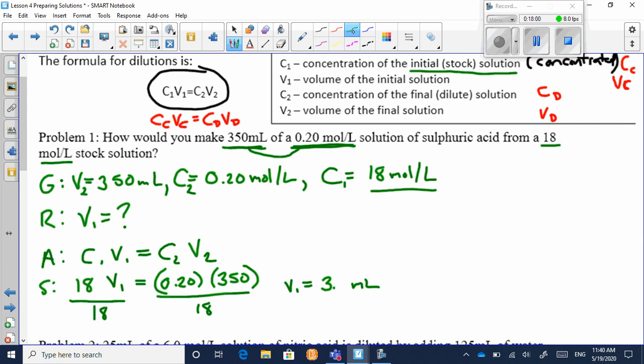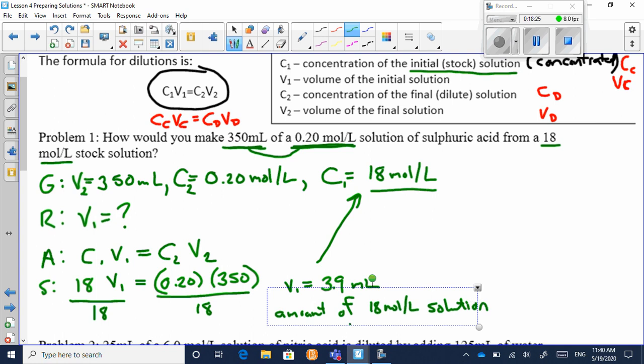Okay, so the question I'm just going to address here is that's how much of the stock solution you need. So I'll just say here that's the amount of the 18 mole per liter solution you need, solution needed. Okay, but where does the other 350 mils or the rest of that come from?